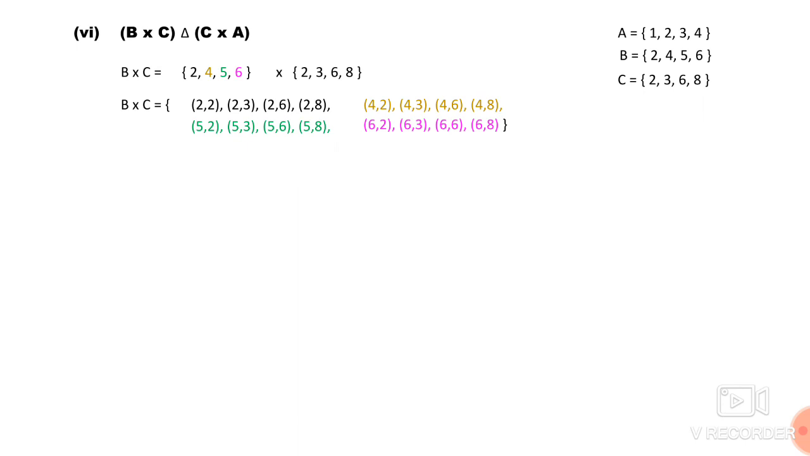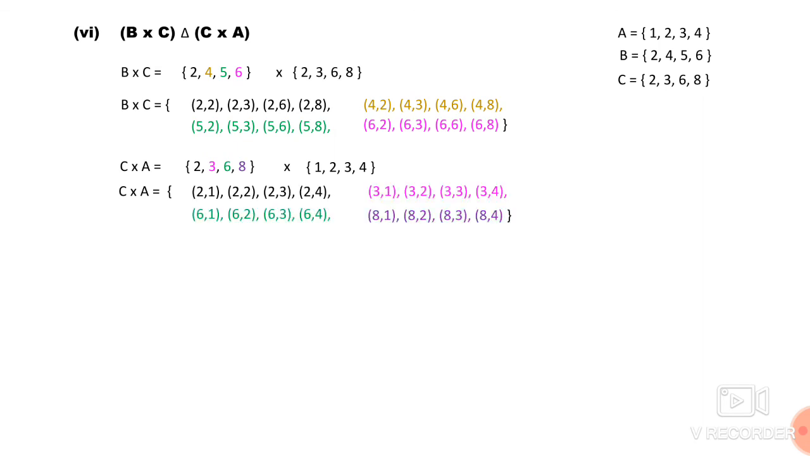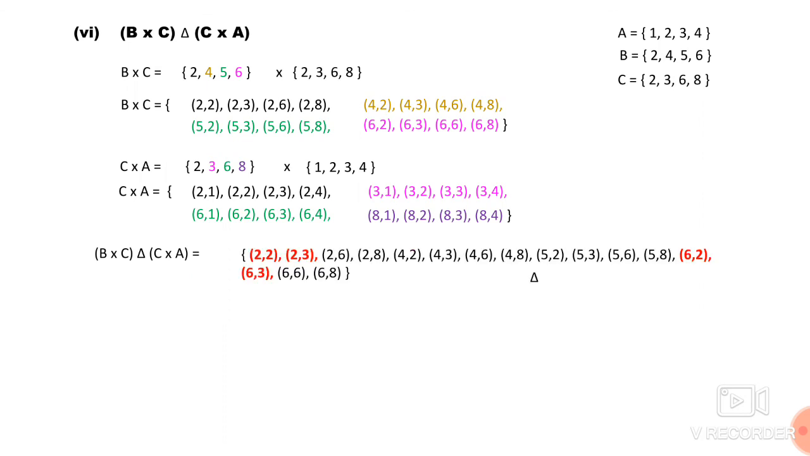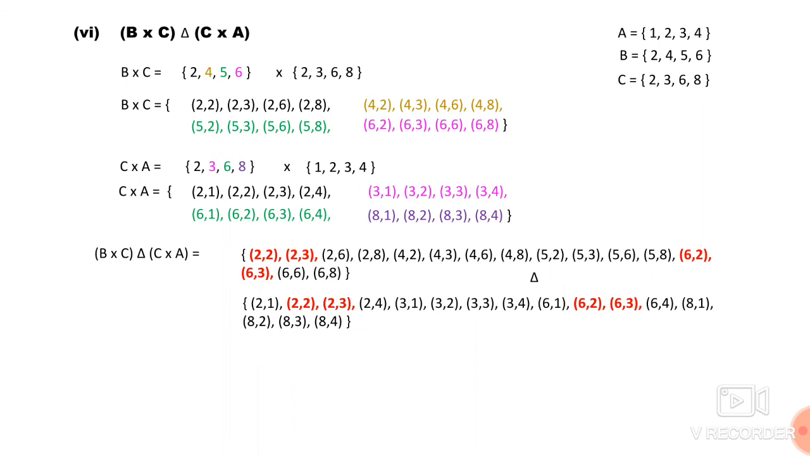Okay, now C cross A in the exact same way. Set C, Cartesian product, set A, making the pairs. These are the pairs. Okay, in the exact same way as explained in previous questions. Now we have to find the symmetric difference of these two sets. So write down the sets first. Now find the symmetric difference.